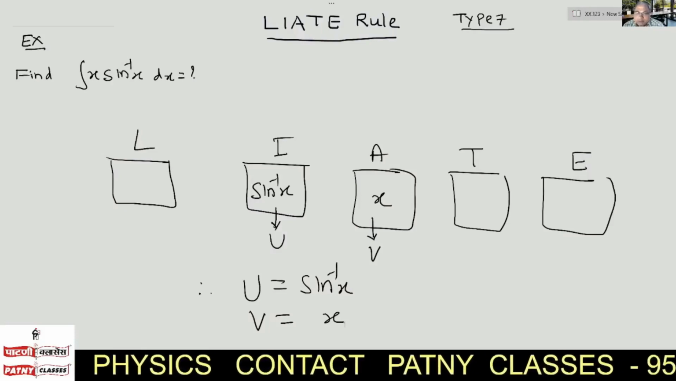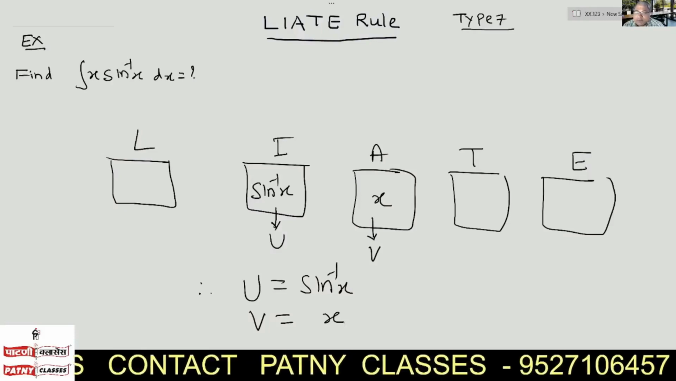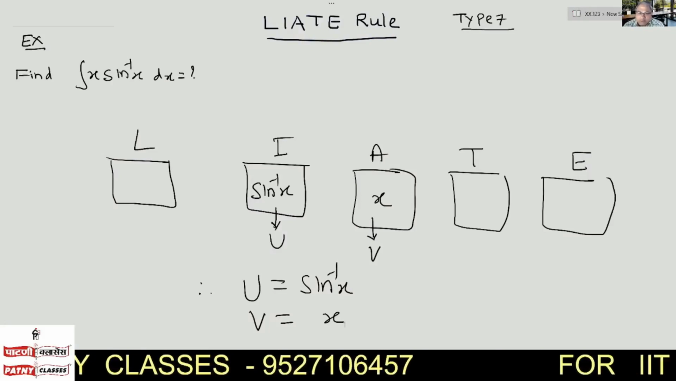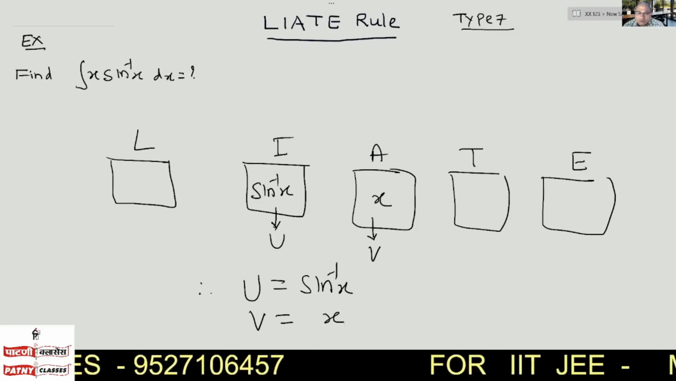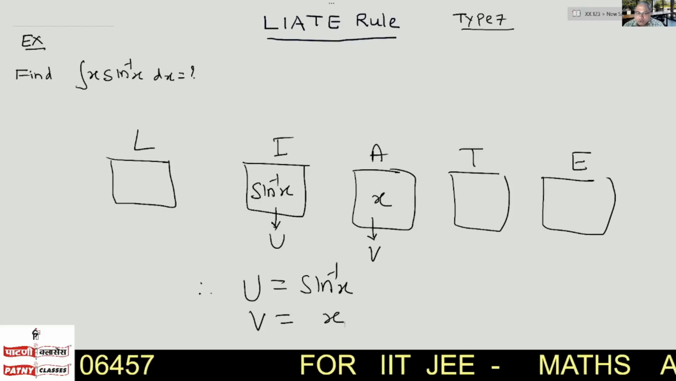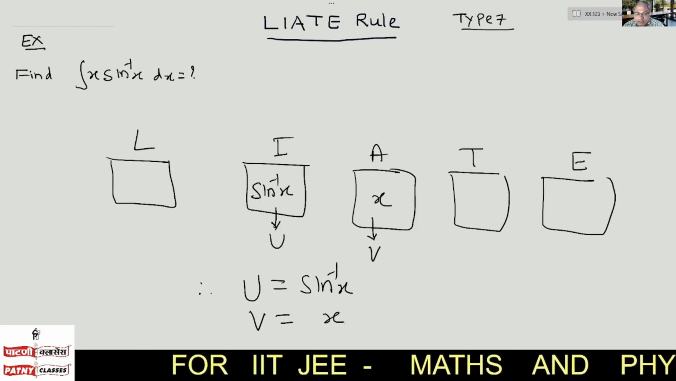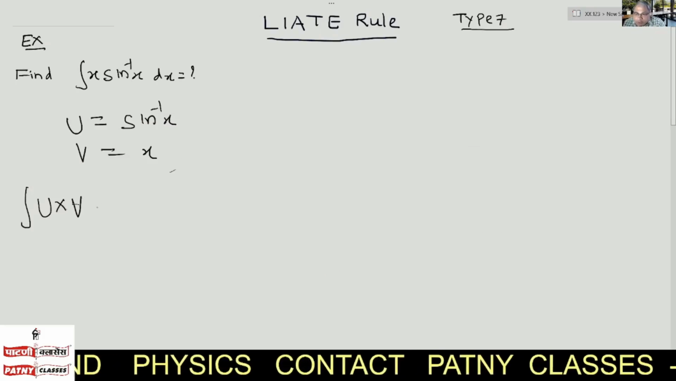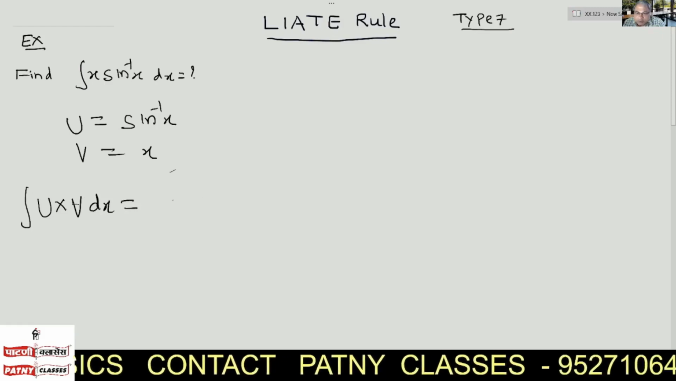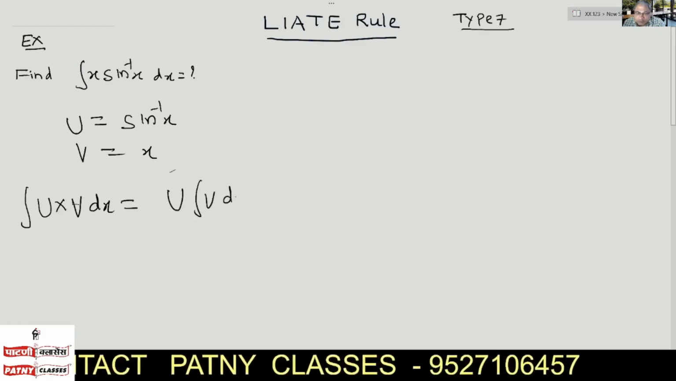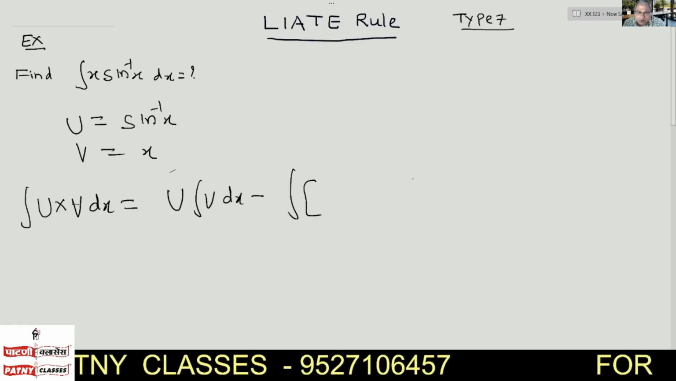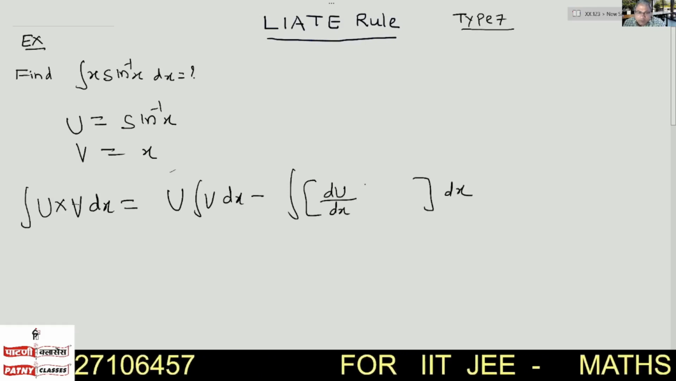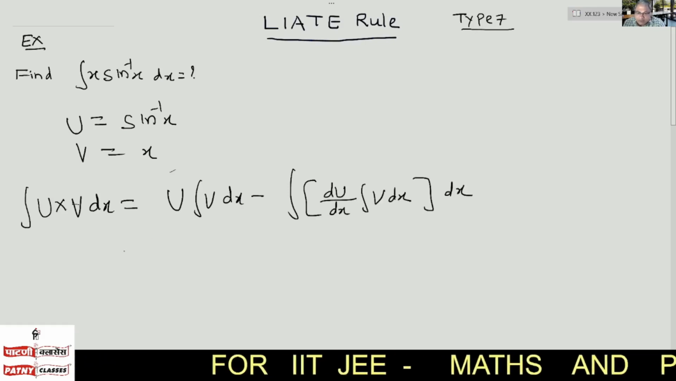Next example, to find the integration of x into sin inverse x with respect to x. First of all, we draw the 5 boxes and decide what is u and v. So u equals sin inverse x and v equals x. Now use the formula: integration of u into v with respect to x equals u integration of v dx minus integration of box, and inside the box there is du by dx integration v dx.